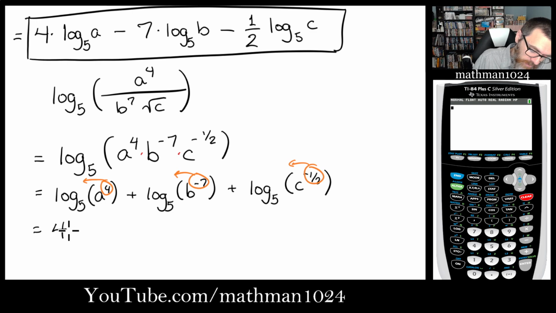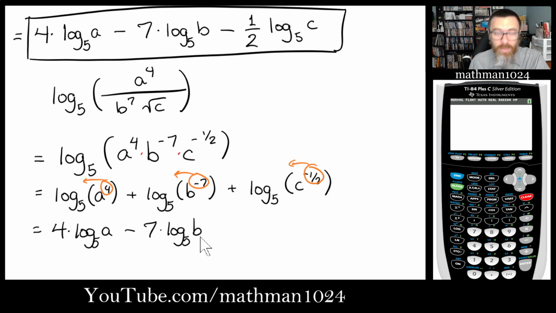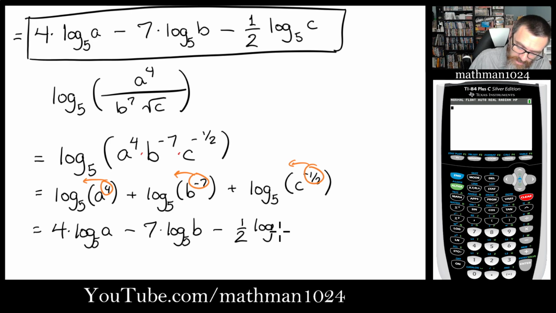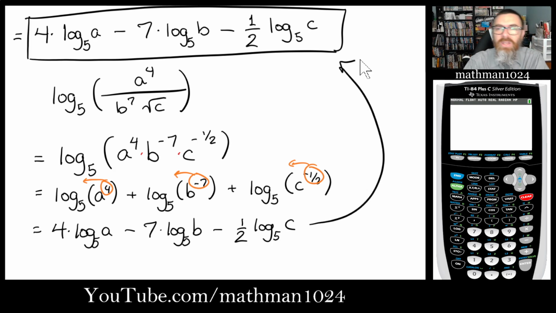And now there's the 4 that's out in front of log base 5 of a, minus 7 times log base 5 of b, and the minus is because the power was negative, minus 1/2 log base 5 of c. So it's the same answer that I had up above. So a lot of times there's more than one way to work these, so just keep an open mind about them.